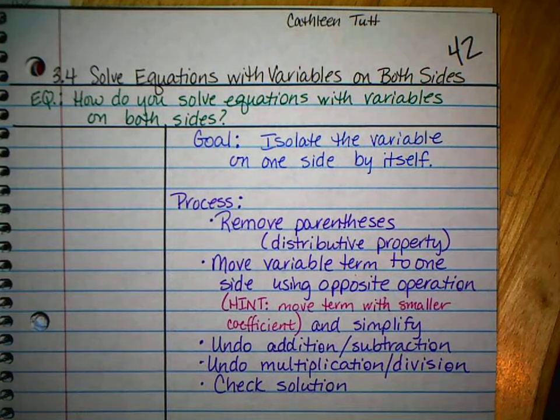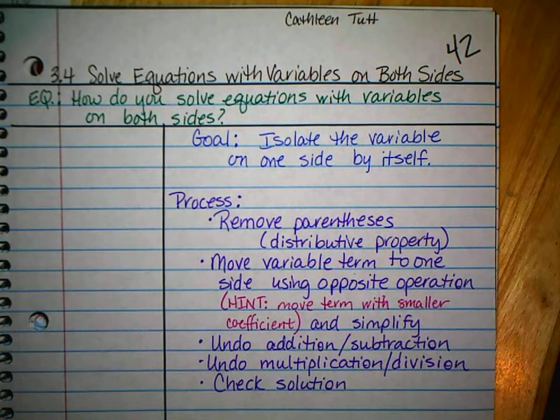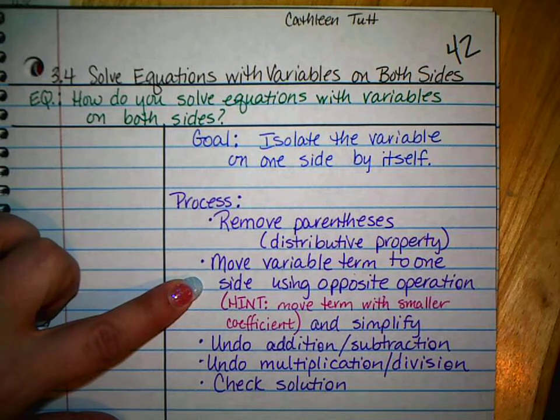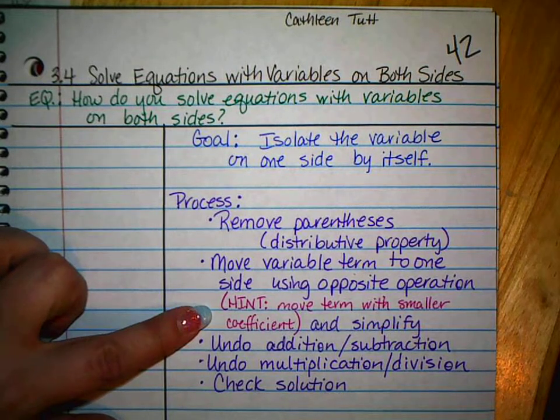First thing, always remove your parentheses. And this is probably going to mean that you have to do distributive property. Then you're going to move the variable term to one side using the opposite operation and simplifying. And I gave you a hint here. You want to move the term that has the smaller coefficient.